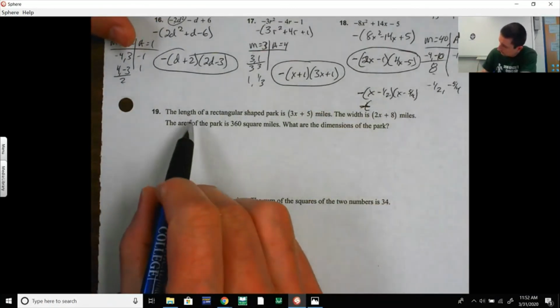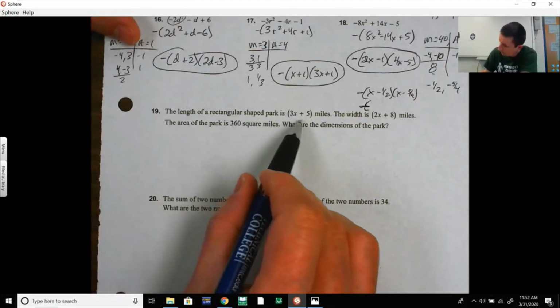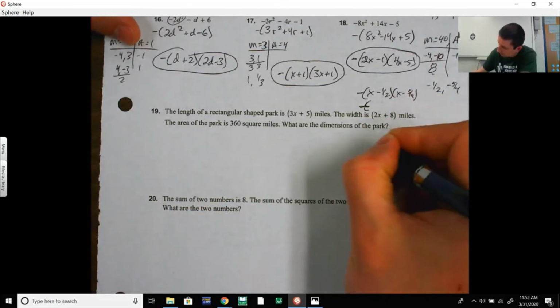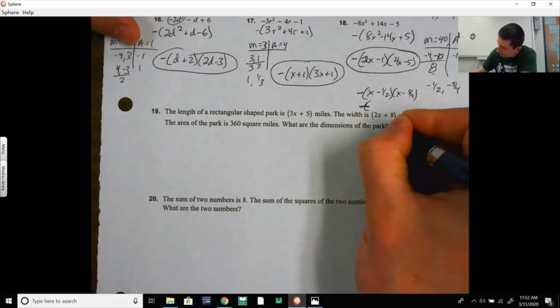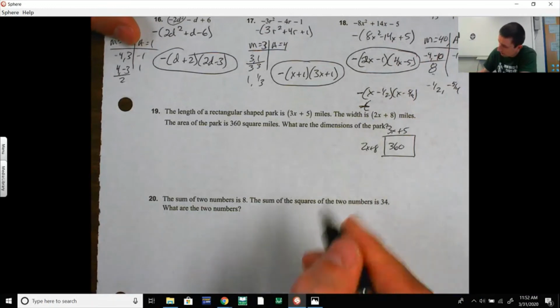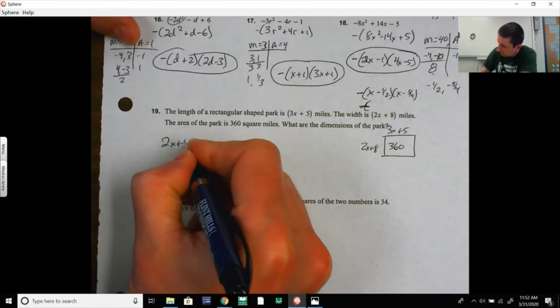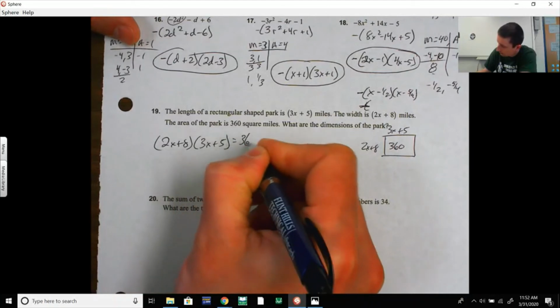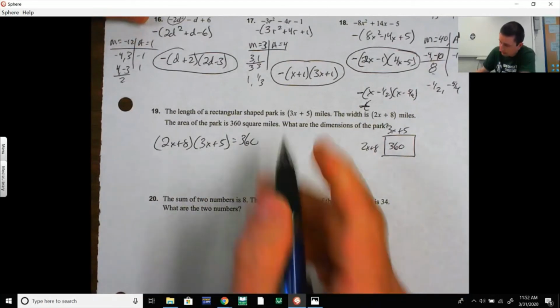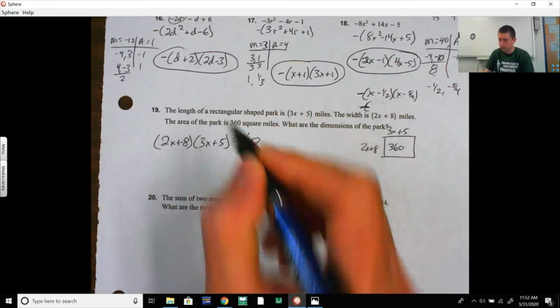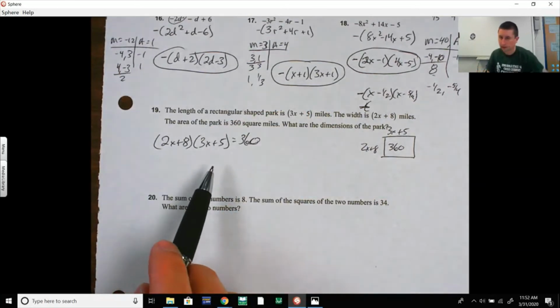Word problems. Length of a rectangular park, 3x plus 5 miles. The width is 2x plus 8. So 2x plus 8, 3x plus 5, and the area is 360. So I know if I take 2x plus 8 times 3x plus 5, that it should equal 360 miles. You can't solve it right now because remember quadratics or polynomials, things like this have to be equal to 0.